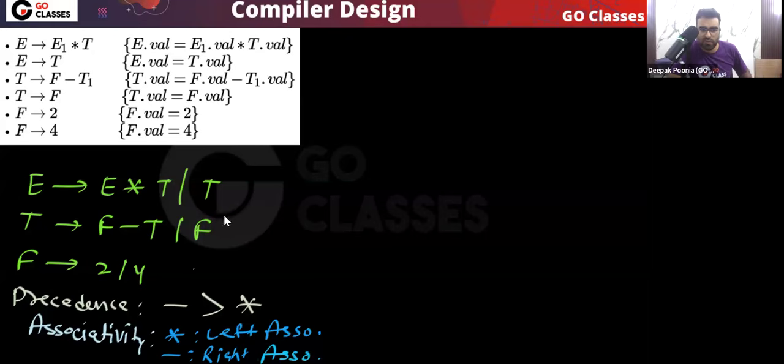Okay. So from this grammar, you can easily see the precedence of subtraction is more than multiplication, and associativity: multiplication is left associative and subtraction is right associative. Now you can easily solve this question.